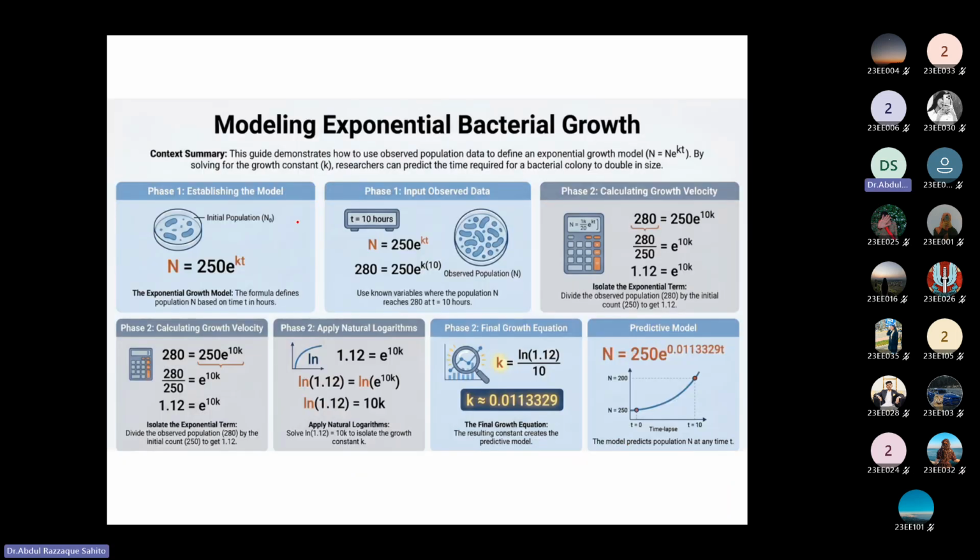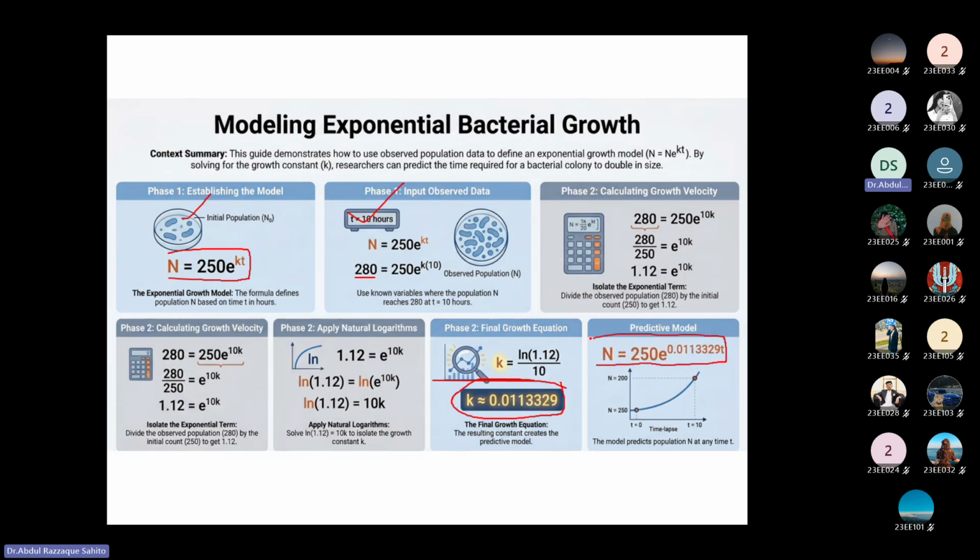This is also expressed in this infographic: N equals 250 exponential power k into t. Bacteria are available in the petri dish. After 10 hours, the bacterial population increases. How much does it increase? It becomes 280. If we do the calculation, we will get the value of k, that is k equals 0.0113329. So we have an updated model.